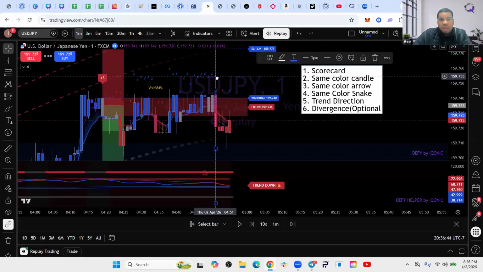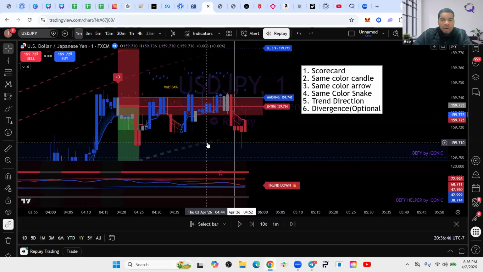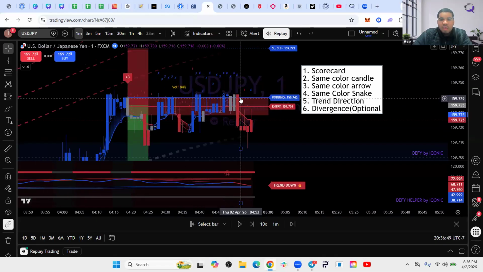this one's not there. Our next candle. Okay, we're here. Do we have all 6 confirmations on this candle?